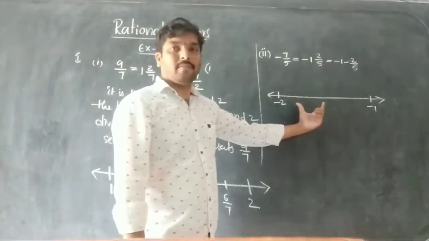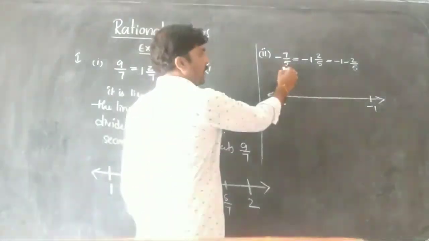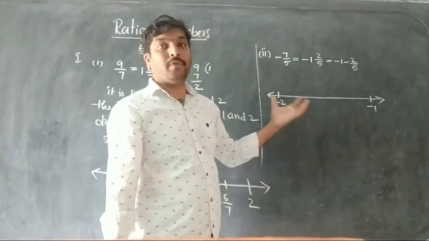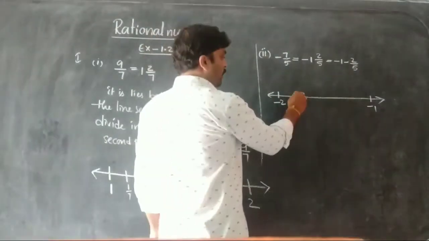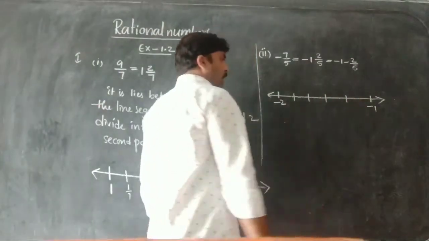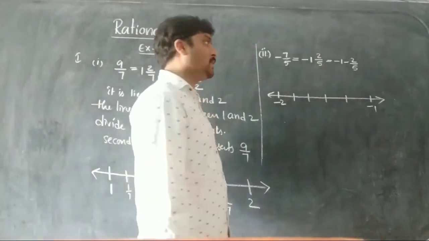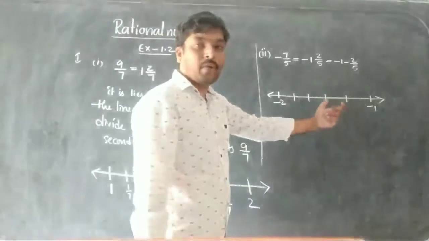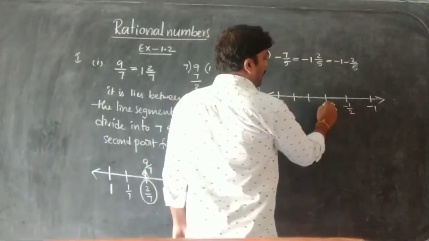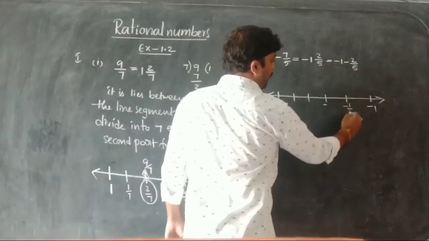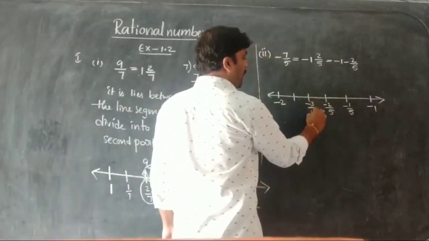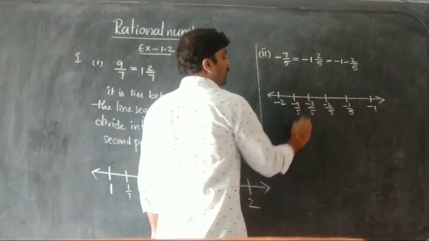That line segment is divided into 5 equal parts: 1, 2, 3, 4, 5. So here there are 5 equal parts. We have to count the parts from minus 1. That is minus 1 by 5, minus 2 by 5, minus 3 by 5, minus 4 by 5.